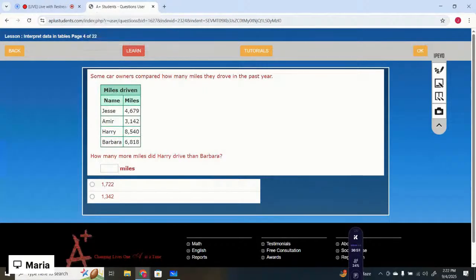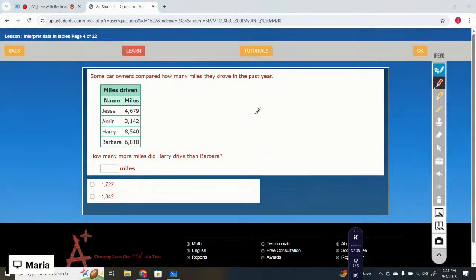Some car owners compared how many miles they drove in the past year. How many more miles did Harry drive than Barbera? Harry drove 8,540 and Barbera drove 6,818. We need to calculate how much more Harry drove than Barbera.